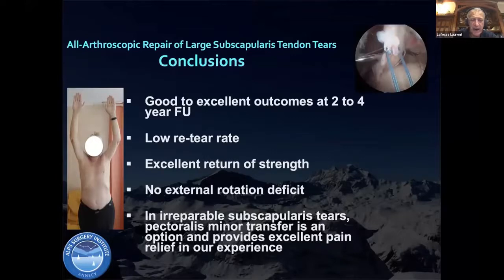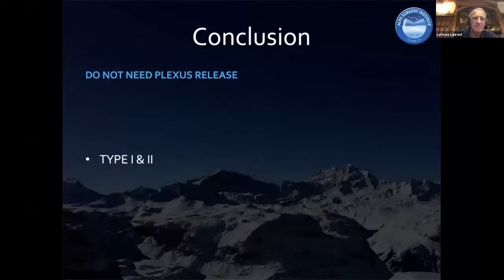And if it's irreparable, we can talk about it, but this is another topic, about how to manage an irreparable subscap tear for young, middle young, and old people. Old people is easy: reverse. Middle young is difficult. Young is more than difficult, but tendon transfer, mostly latissimus dorsi transfer, or pec minor or pec major transfer can be discussed for these patients.